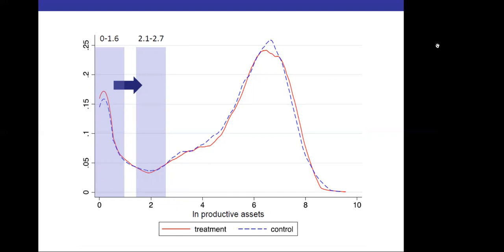So this is where I would say what our paper is suggesting, that if you're going to have transfer programs, make them more substantial, or distribute the relief more equally, because otherwise you would need a bit of a big push for people to get out of the traps they seem to be in.